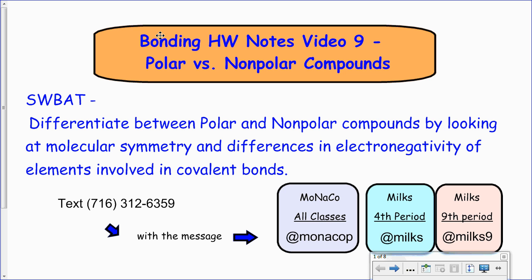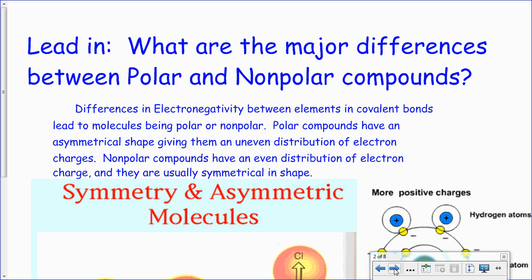We're going to look at polar versus nonpolar compounds today, and we're going to be able to tell the difference between them by looking at a couple things. One, molecular symmetry, and two, differences in electronegativity between the elements that are covalently bonded together. Polar and nonpolar compounds are only for covalent type compounds.